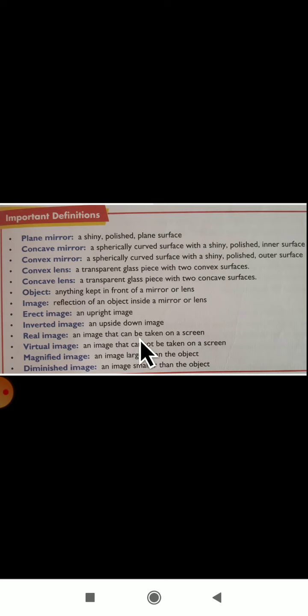Real image. An image that can be taken on a screen is called a real image, which will appear on a screen. That is real image. Virtual image is an image that cannot be taken on screen. This virtual image we can't place on a screen here. Magnified image, an image larger than the object. Magnified is nothing but what here? It will appear larger than the object here. Diminished is nothing but smaller than the object. These all are some of the important terms of this lesson.